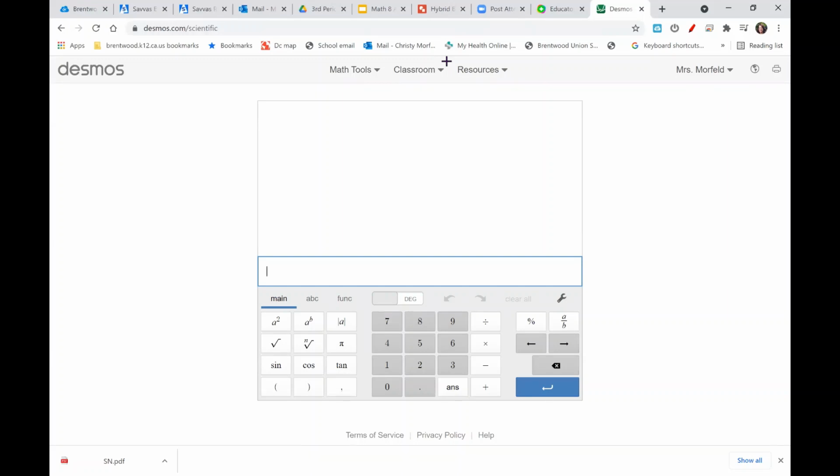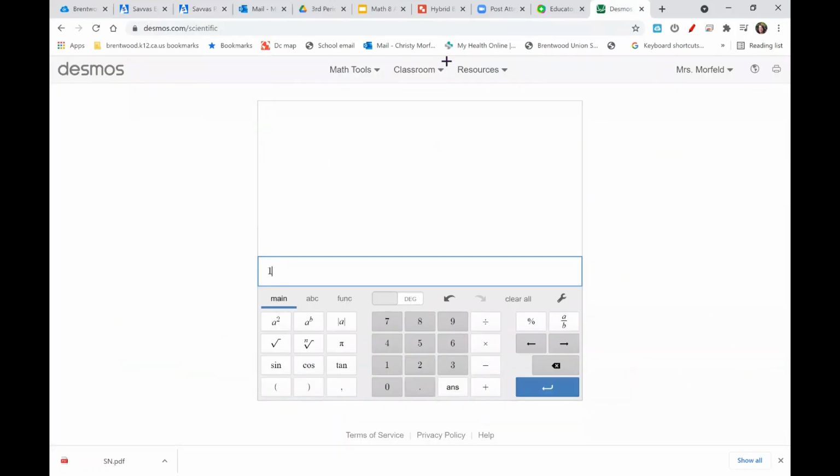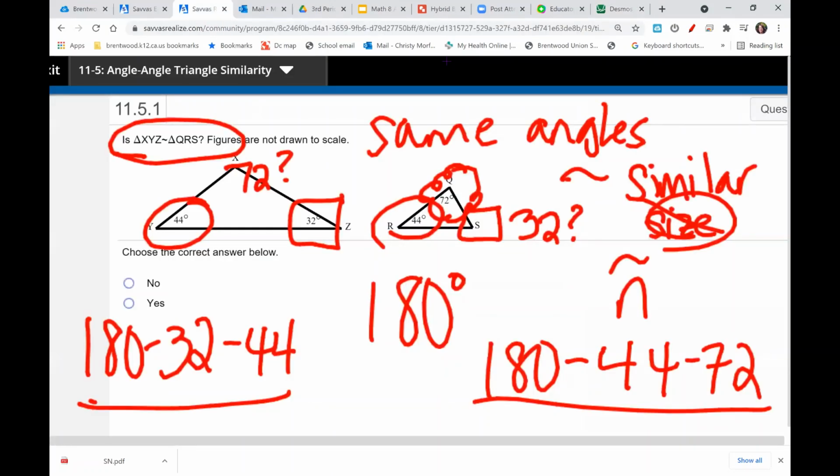And I'm going to go ahead and do the one to the right, 180 minus 32 minus 44. So 180 minus 32 minus 44 is 104. Let me double check my numbers, 32, 44. 104 does not match the 72 that was in the other triangle. So these are not similar. So I would hit no, and I would move on.